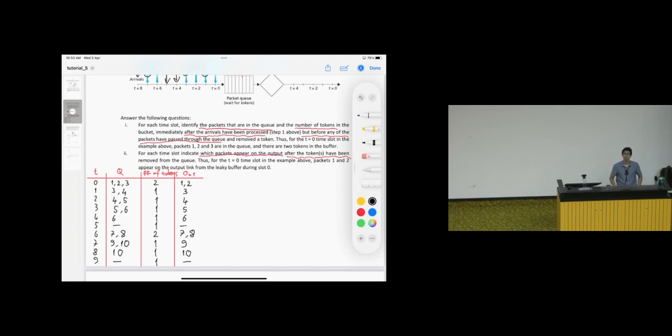Any questions? I'm going to publish these answers, so you don't have to take note of the answer. Just try to understand what's going on if you didn't solve it. Okay. No questions, I'm passing on to the next one.